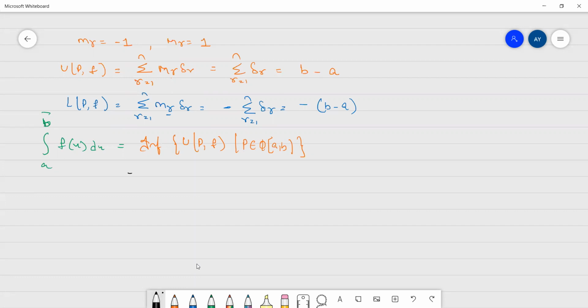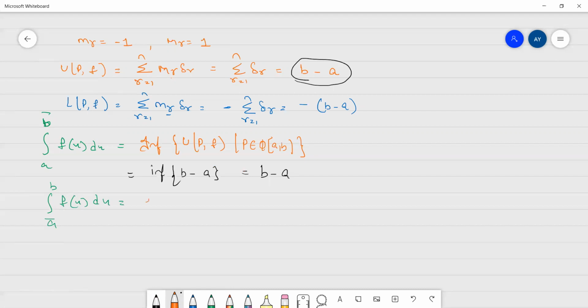We have already done all these definitions. So the infimum of U(P,f), which is b minus a. So what is the infimum of b minus a? It is b minus a. And in the same way, you have to define the lower Riemann integral, the lower integral from a to b of f(x) dx. This is equal to the supremum of all L(P,f) such that P belongs to the set of partitions of [a, b].